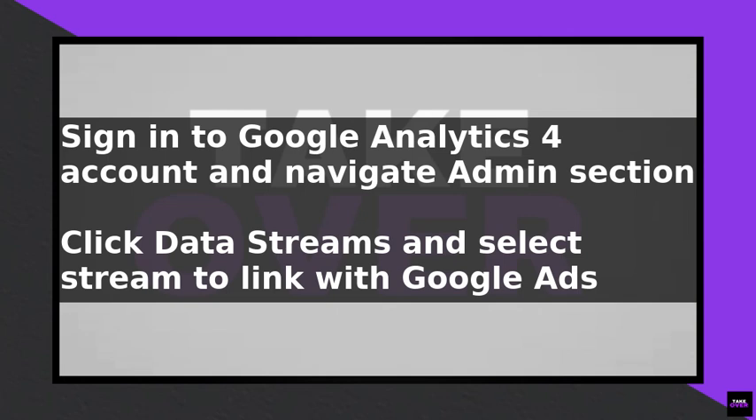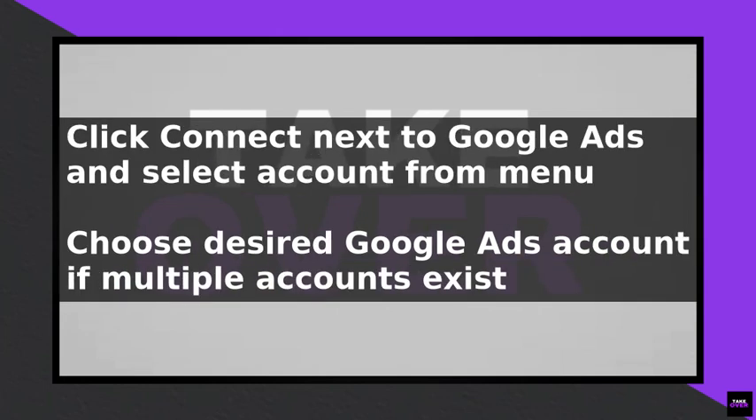First, sign in to your Google Analytics 4 account and navigate to the admin section. From there, click on Data Streams and then select the data stream you want to link with Google Ads. Next, click on the Connect button next to Google Ads and select your Google Ads account from the drop-down menu.